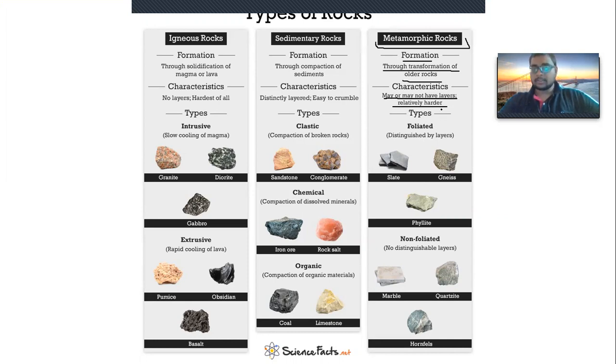What are its types? There are two types of these rocks. First is foliated, and second is non-foliated. Foliated means those are distinguished by layers.